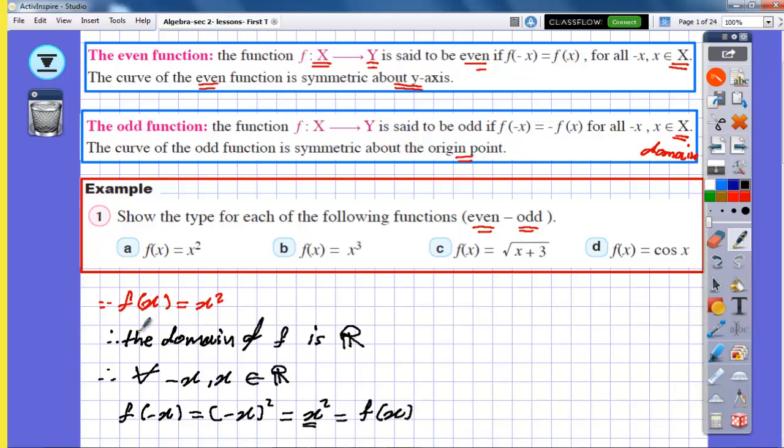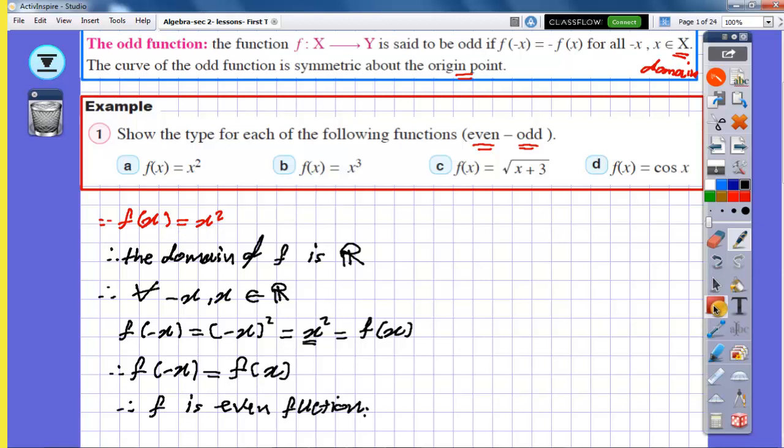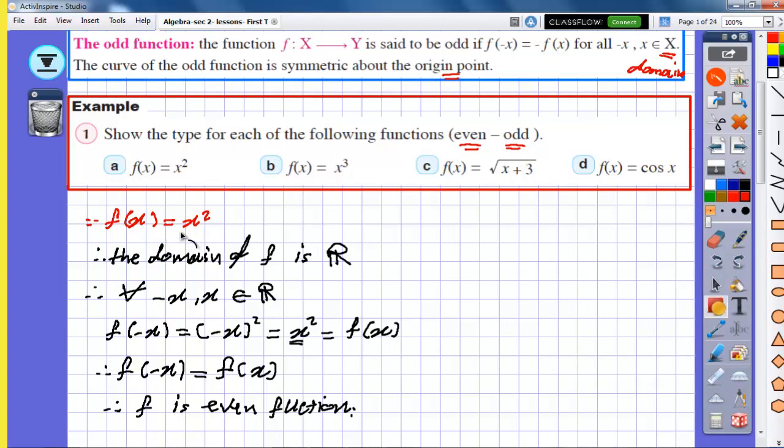So with respect to f of x equals x squared, we have f of negative x equals f of x. It means f is an even function, and we can determine it from the graph of the function f of x equals x squared. So how can we draw the graph of this function? First, we draw the two axes.